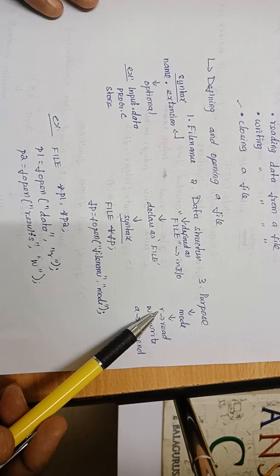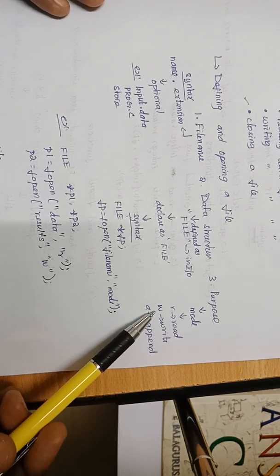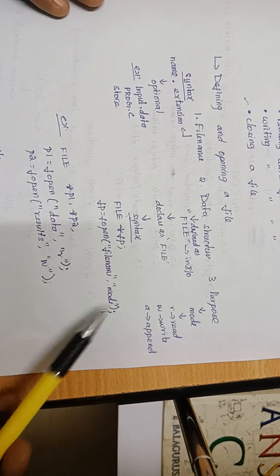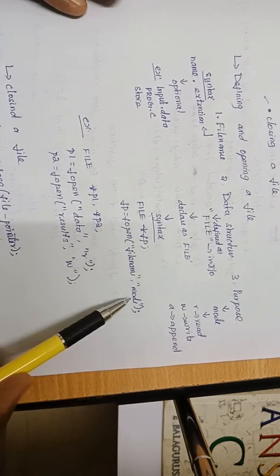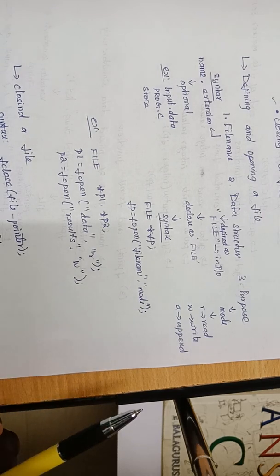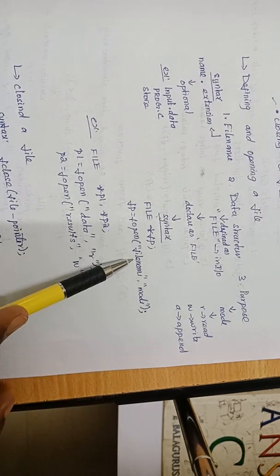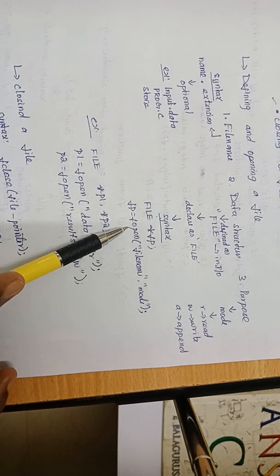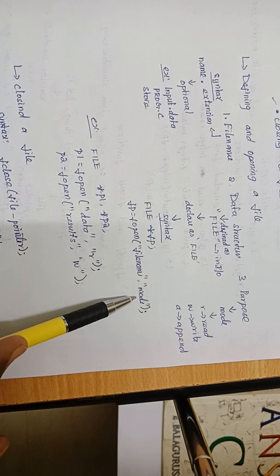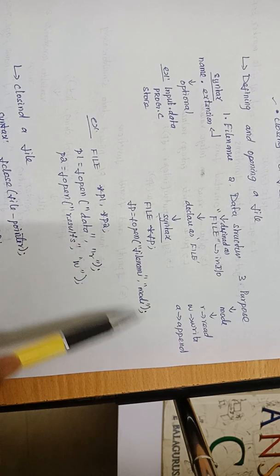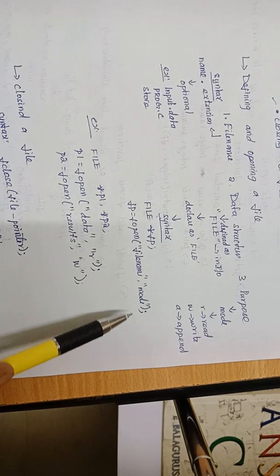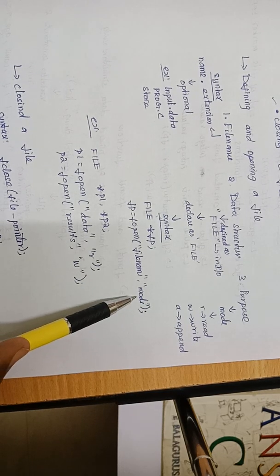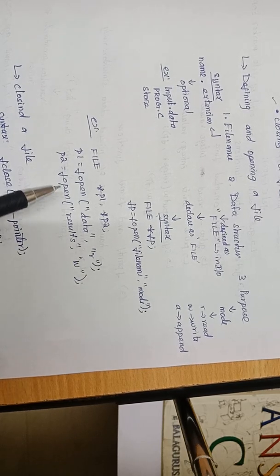This mode can be small r, small w or small a within double quotes. What does small r represent? Whenever you put small r here, this file will be opened only in read mode, in order to read the data from that file. That is, it is used to read the current content written in the file.